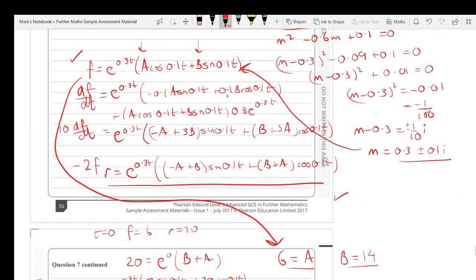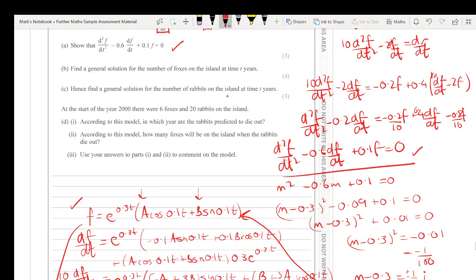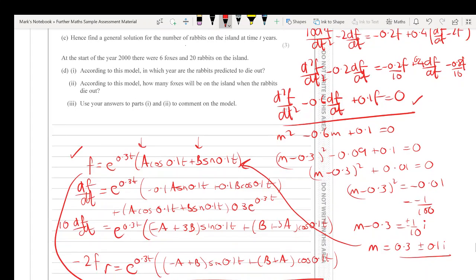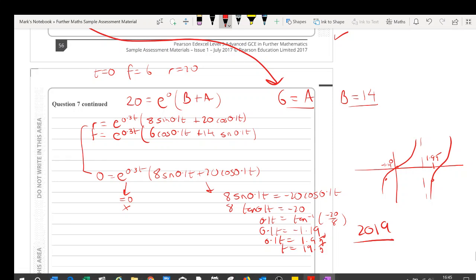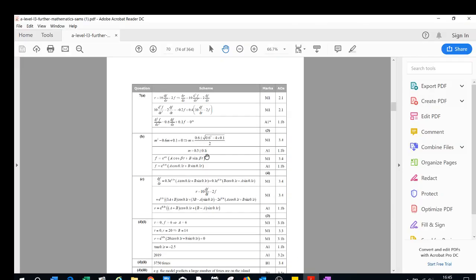Okay, next question. According to the model, how many foxes will be in the island when the rabbits die out? Let me just see from the mark scheme if they use 2019 or 2020. They used 2019 because it would be in that year, I suppose, rather than rounding up, it would be in the year 2019. So let's go back.